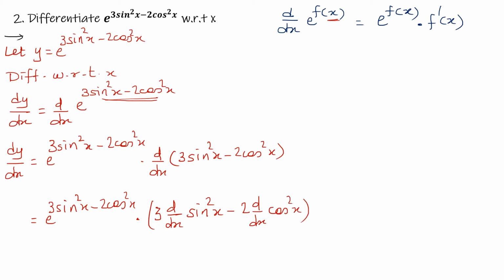Now how to differentiate this? To differentiate this, I have to go for the derivative of sine square x and the derivative of cos square x. And for that purpose, pay attention here. I'm referring to the formula now. The derivative of f of x raised to n is n into f of x raised to n minus 1 into f dash of x.